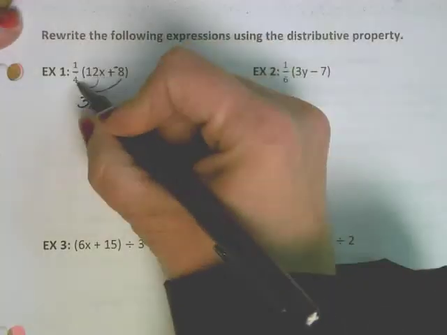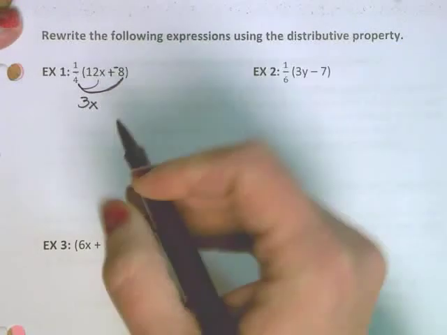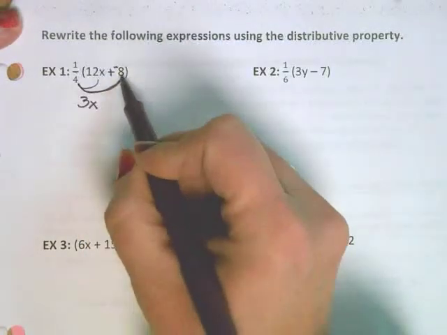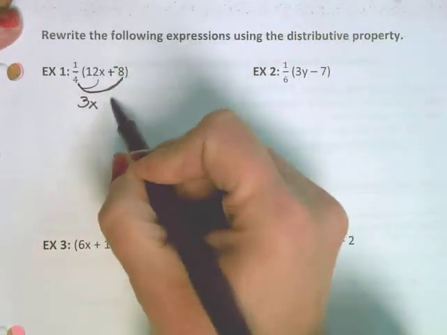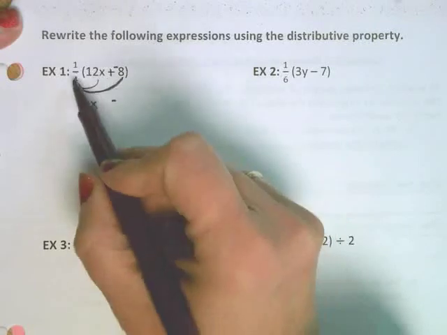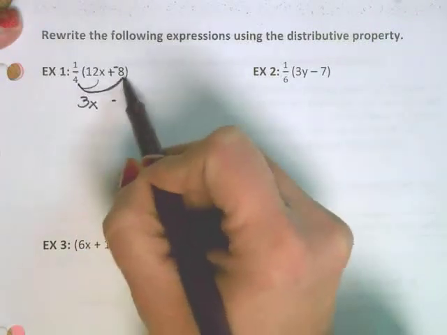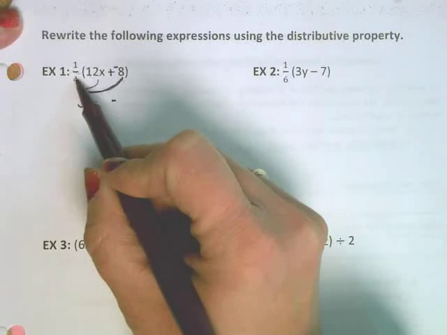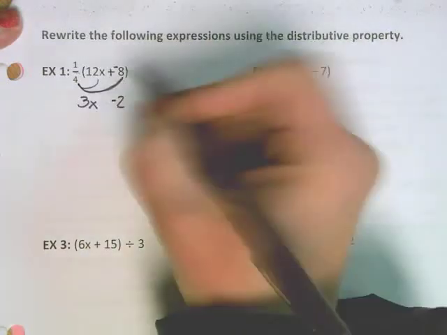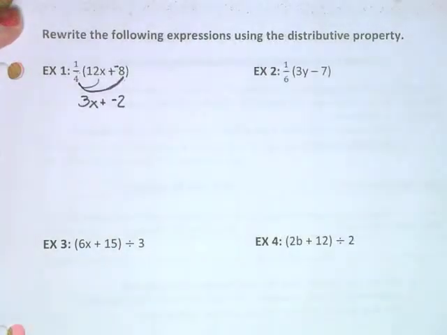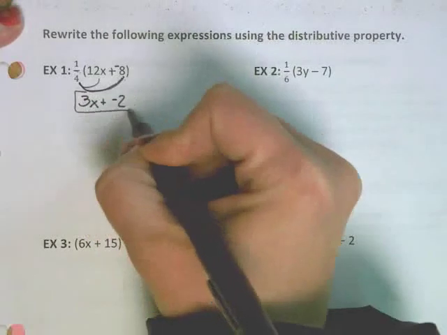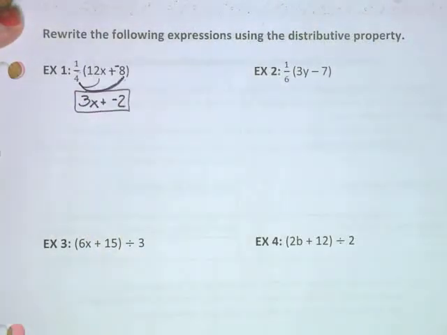And then over here we do 1/4 times -8. So a positive times a negative we know is going to be a negative. And what's 1/4 times 8, or 1/4 of 8? A fourth of 8 is like 8 divided by 4, which would be 2. And we bring down our plus sign in the middle. And there is our simplified version of that expression using the distributive property.